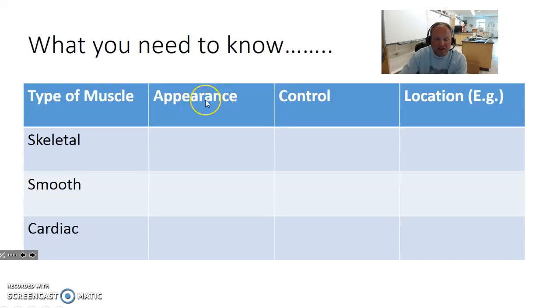You need to know what they look like, which is your appearance, how you control them, which means do you control them when you think of the signal, or do they just happen on their own? And the last one is where they are found, because I'm going to give you examples on the test saying what type of muscle is found around my stomach. So we need to know a little bit of all 3. So let's start with skeletal.